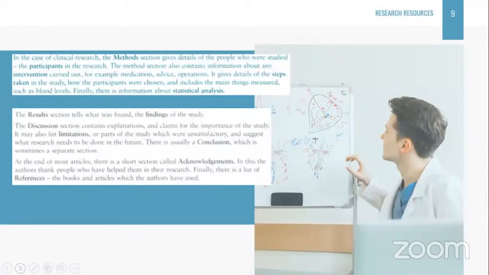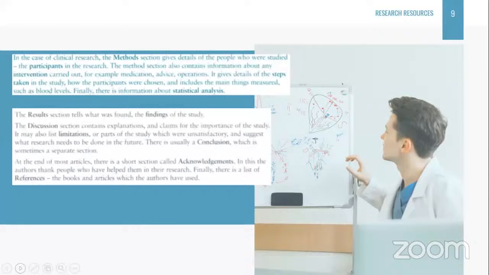Carla, can you read, please? Okay. In the case of clinical research, the method section gives details of the people who were studied, the participants in the research. The method section also contains information about any intervention carried out. For example, medication, advice, operation. It gives details of the steps taken in the study, how the participants were chosen, and includes the main things measured, such as blood levels.